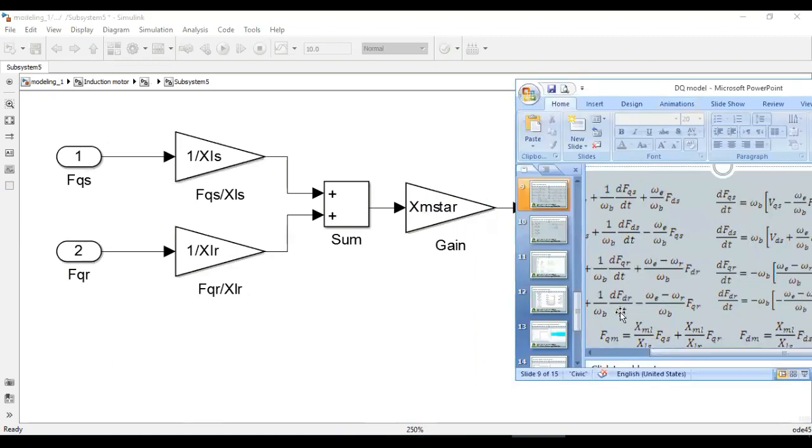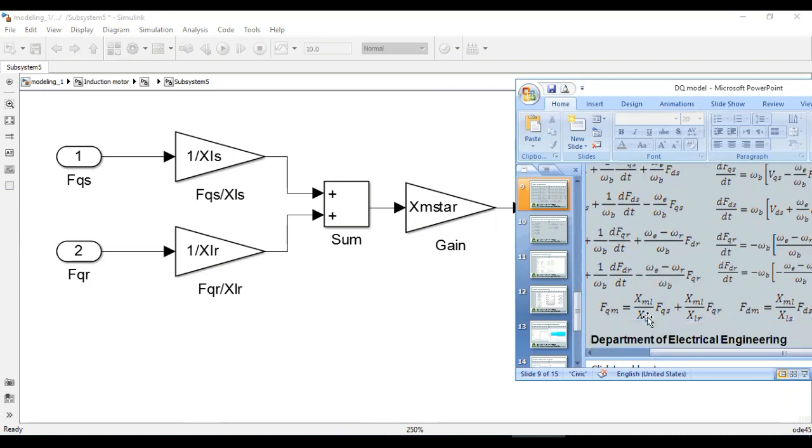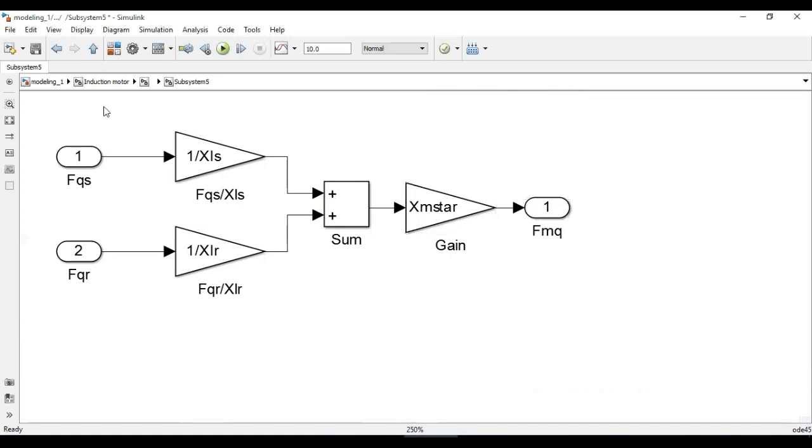XML divided by XLS. So this term is actually FQS divided by XLS, and this term is equal to FQR divided by XLR, and they are added together and they are multiplied with XML. So XML is written as XM star in this simulation, and it will give us FQM.